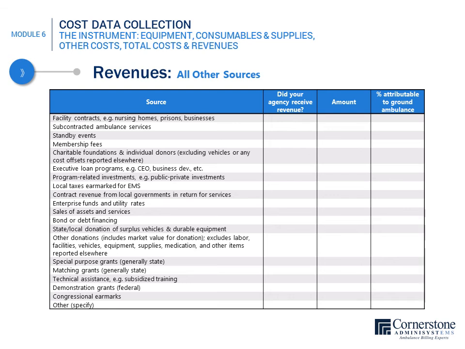So we're not going to go through all of these, but there's some interesting ones in there. For instance, executive loan programs, enterprise funds and utility rates, sales of assets and services, bond or debt financing, special purpose grants, matching grants, demonstration grants. A lot of stuff going on there. So like with the other tables, we highly recommend you spend time familiarizing yourself with these different sources that CMS is listing, just to make sure that you're capturing them so that when you report, you're providing the most accurate depiction of your revenue picture.